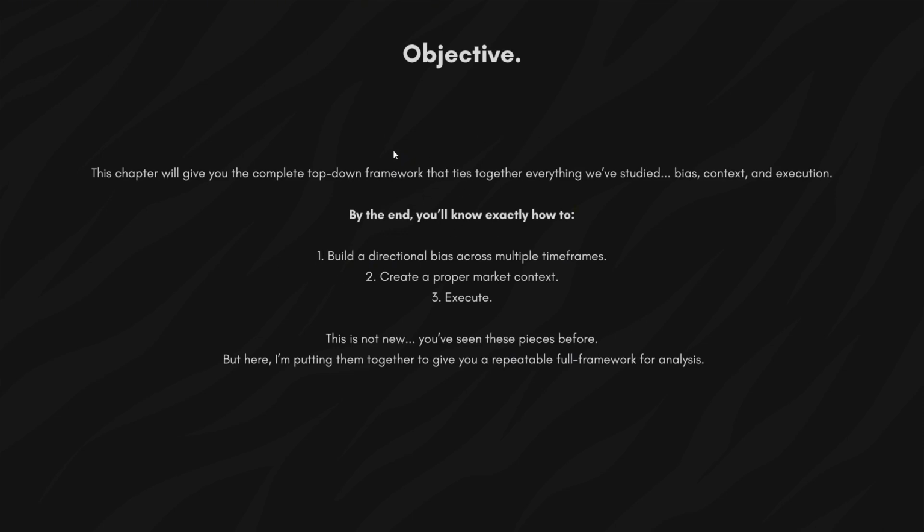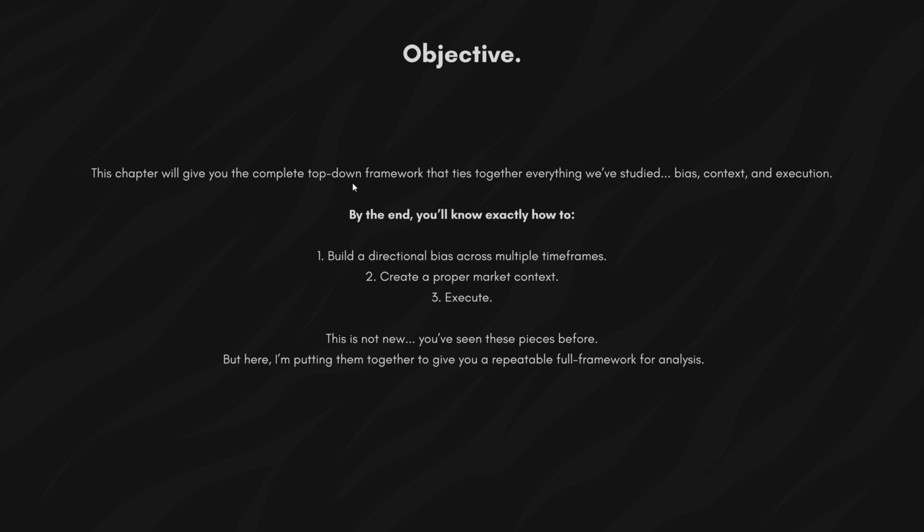Before we get into the chapter and its content, let me first talk about the objective of it. This chapter is going to be a quick one, and that's not because it's unimportant or insignificant, but because everything inside it is simply a summary of what we've already covered in the previous chapters. Up until now, I've given you every piece individually. Now I'm just showing you how these pieces fit together into a single repeatable process.